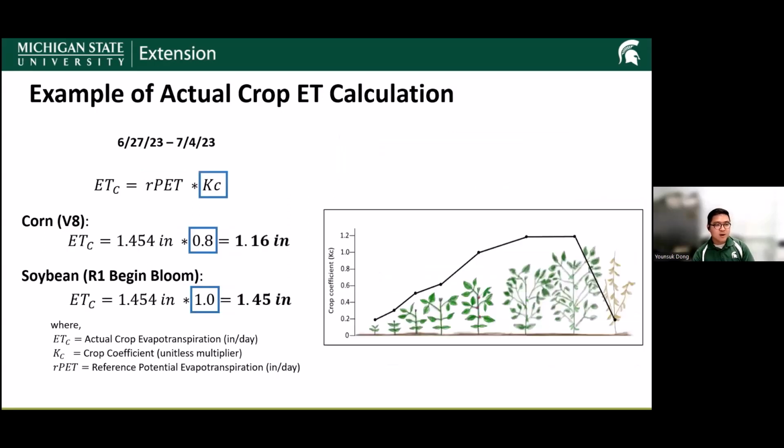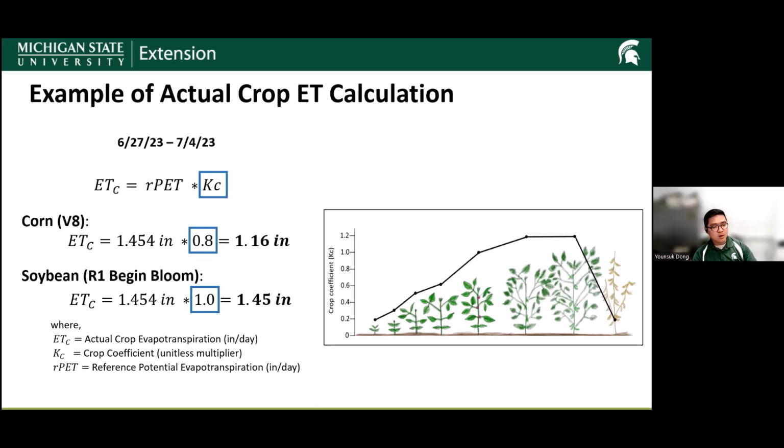Then we have to multiply by the crop coefficient. The crop coefficient for corn at the VA stage is about 0.8. So we multiply 1.454 times 0.8, and it came out to 1.16. So the reference ET shows 1.454, and for the corn at that VA stage from June 27 to July 4th, the water use came out to 1.16 inches.